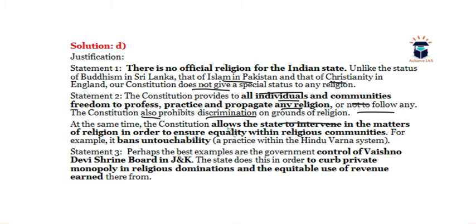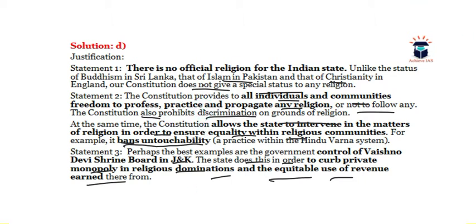So at the same time, constitution allows the state to intervene in the matters of religion in order to ensure equality within the religious communities. For example, the untouchability practice that was prevalent in Hinduism has been banned. And statement 3 is that perhaps the best example is the government control of Vaishno Devi Shrine Board in J&K. So the state does this in order to curb private monopoly in religious denominations and ensure equitable use of revenue earned therefrom. So this is about your second question.